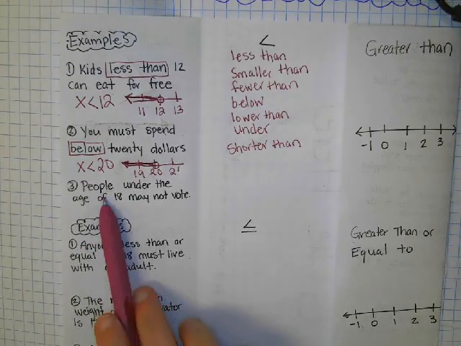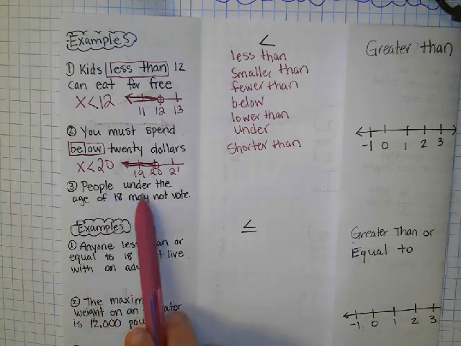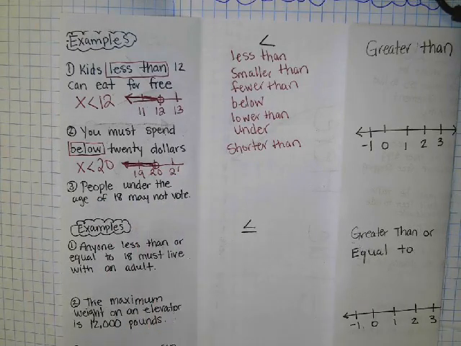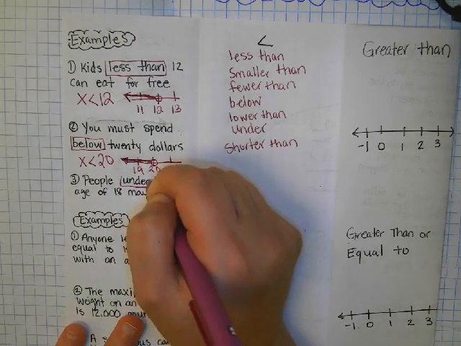All right, so my last one for this section. People under the age of 18 may not vote. So if you're under 18, under being our key word, you cannot vote.